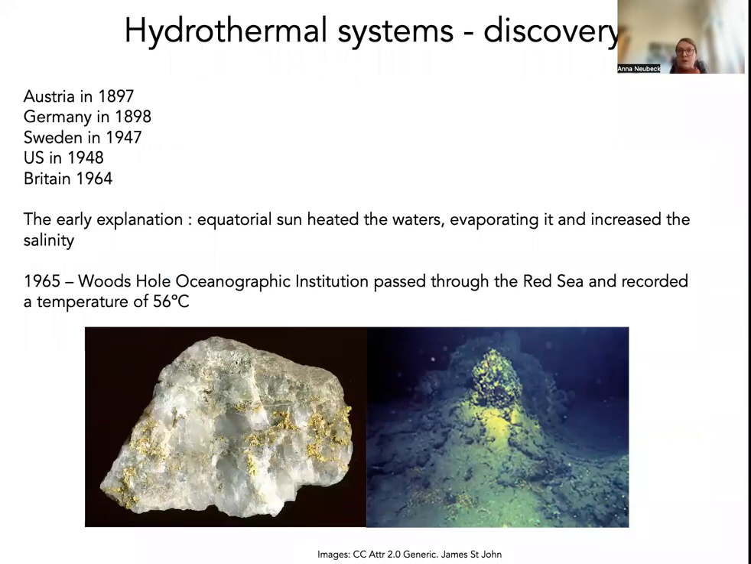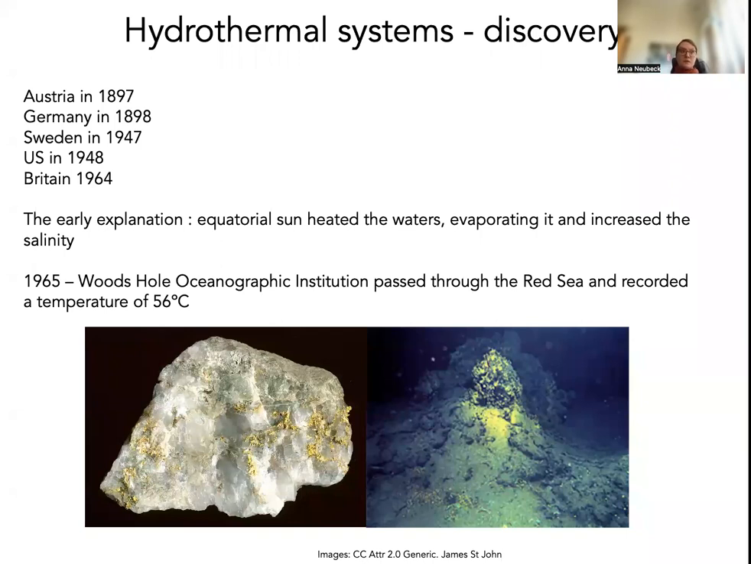And every one of them could also notice that these waters were hot and salty. One of the early explanations for this was that the equatorial sun heated the waters, evaporating the water and increasing the salinity. However, this couldn't explain why the waters were so hot. So this sparked even more interest to go and sample these mysterious waters, and not only in the Red Sea, but in other places where they had an active plate boundary.